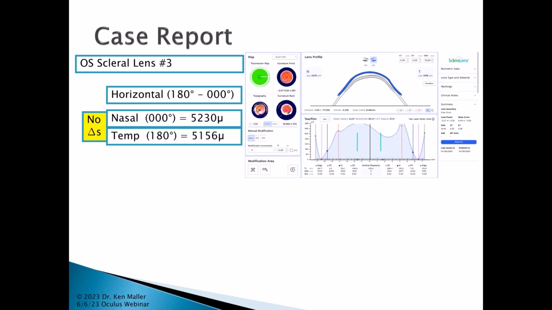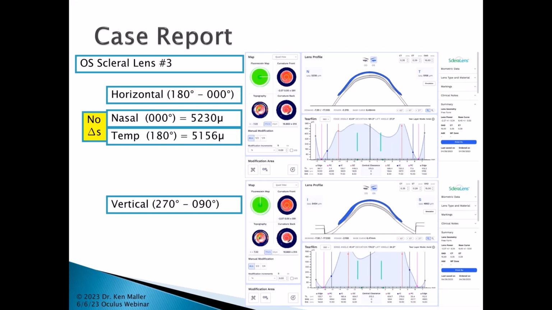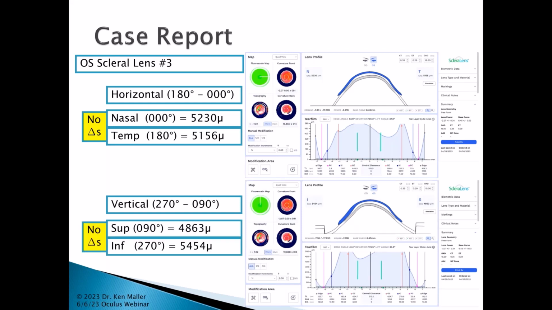You can see I did not change anything on the nasal or temporal sides of this lens. On the vertical, I didn't change anything about any of that because I was actually pretty happy with what it looked like at the biomicroscope. The only thing I really did was I changed the power by adding in the plus 1.75 over refraction.